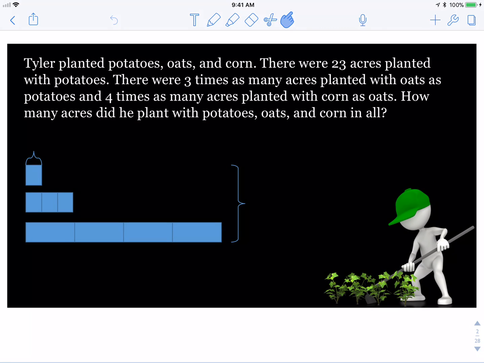Tyler planted potatoes, oats, and corn. There were 23 acres planted with potatoes. There were 3 times as many acres planted with oats as potatoes and 4 times as many acres planted with corn as oats. How many acres did he plant with potatoes, oats, and corn in all?